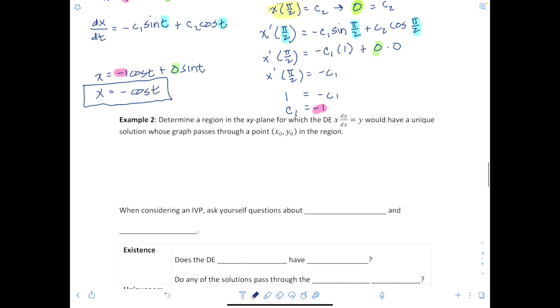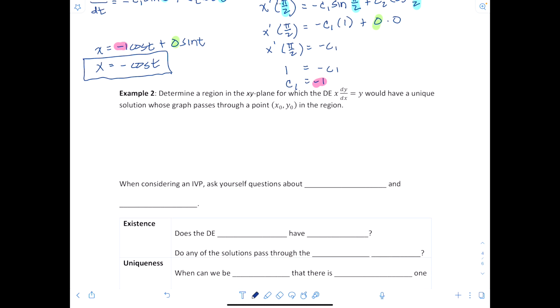Now, let's take a look at example 2. Determine a region in the xy plane for which the differential equation x times dy dx equals y would have a unique solution whose graph passes through a point x0, y0 in the region. This one's kind of a so-easy-it's-hard problem because we haven't been given this theorem yet to give us a stronger basis. But let's take a look at it.